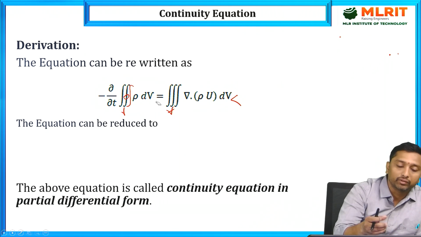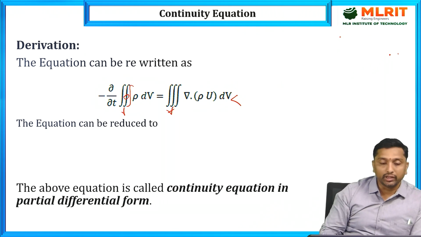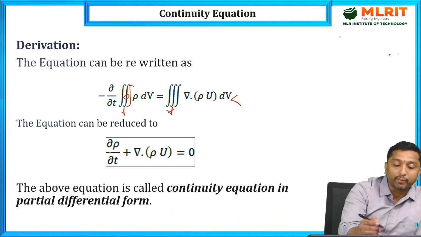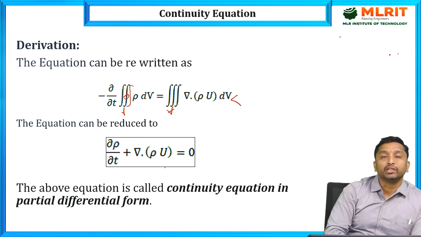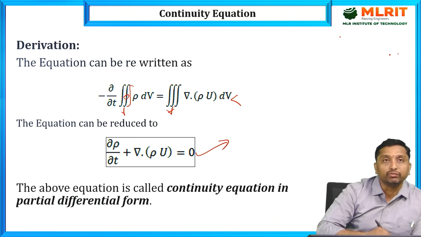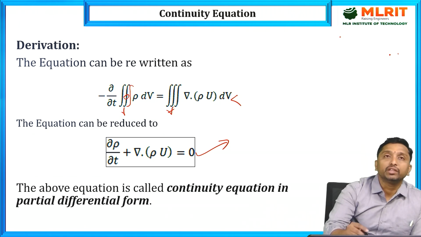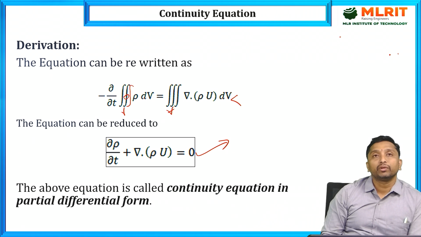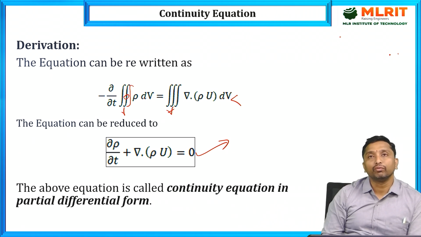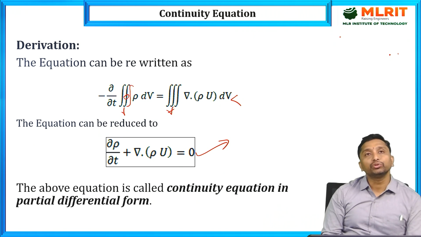So you can rewrite the equation by removing the integral terms as ∂ρ/∂t plus the divergence of ρu equals 0. This equation we call the continuity equation in partial differential form. So now we have developed the continuity equation in integral form, and we have developed the continuity equation in partial differential form. Now for specific cases, we have to reduce this equation to the required forms.